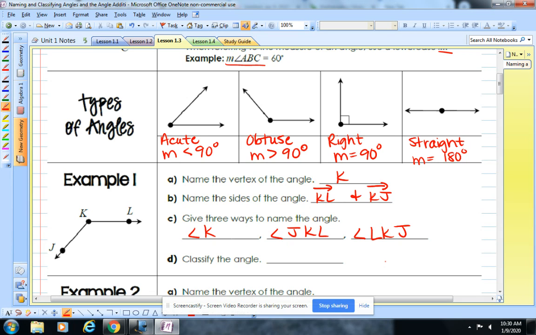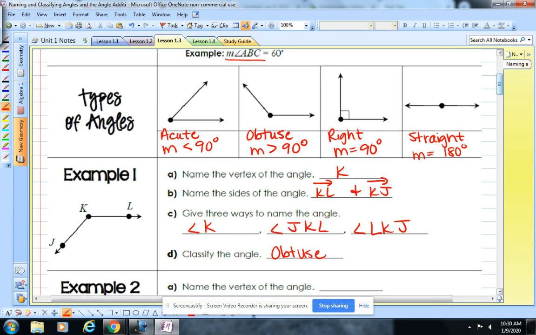All right. D says to classify the angle. Now, we really cannot, we don't have a protractor or anything to measure the angle. And this is one of those rare times in geometry where I'm going to say, what does it look like? Obtuse. Okay. Now, we usually don't assume measurements without actually measuring them or using information that they told us, but they didn't give us any other information other than the picture. So, any questions on example 1?